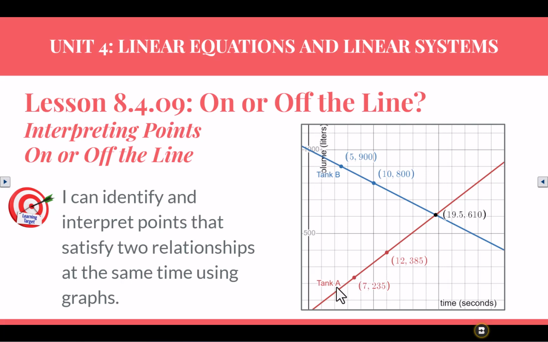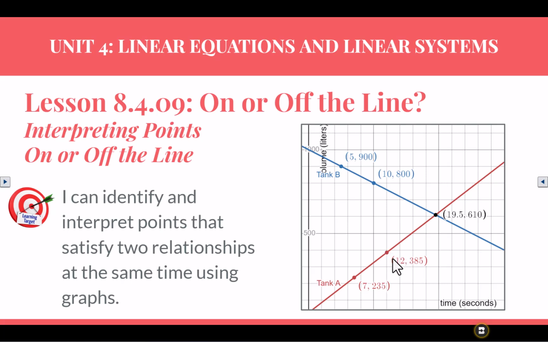And you'll see that for tank A, I have my line and an infinite number of solutions. I've just marked a few of them, but any point on that line is a solution to the equation that represents tank A. And what these numbers mean relate to the labels that we have for x on the bottom here and y on the side. So really, this solution, 7, 235, means that in tank A, after 7 seconds, there will be 235 liters of water.